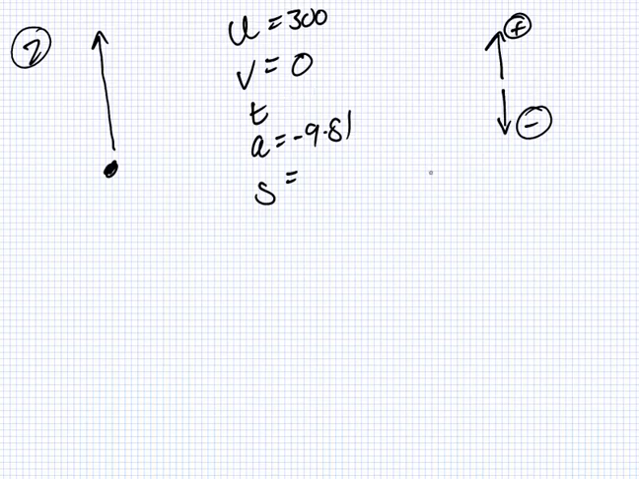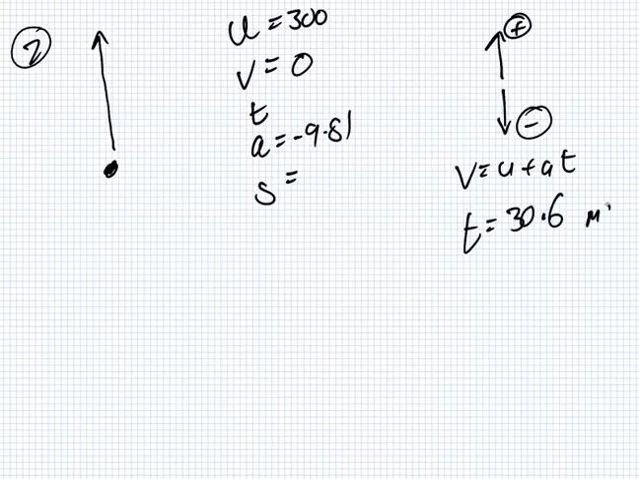A bullet is fired vertically upwards at a speed of 300 and the terminal velocity of a bullet is 150. How long till the bullet hits the ground? Hint, ignore the drag on the way up. Okay, so this one here, number 2, what happens is you fire a bullet up into the air and then it comes down.